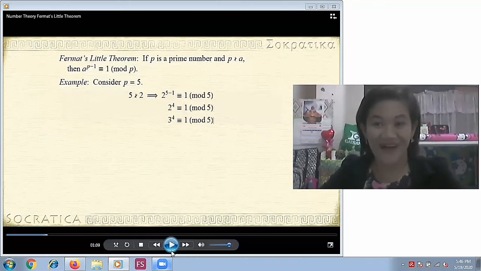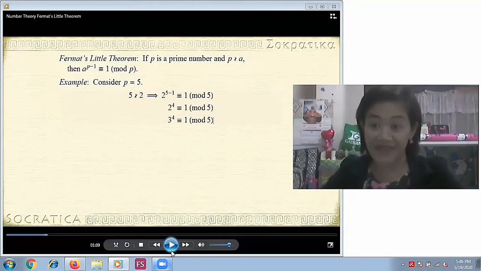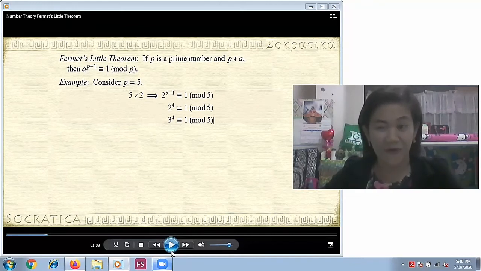Okay, let us go back to 2 raised to 4. That's 16, am I right? Yes, that's 16. So if we divide 16 by 5, the answer is 3 remainder 1. That is why we have there 1 mod 5. Okay, how about for 3 raised to 4? That's 81. So 81 divided by 5, that's 16, remainder 1. So that is still 1 mod 5.